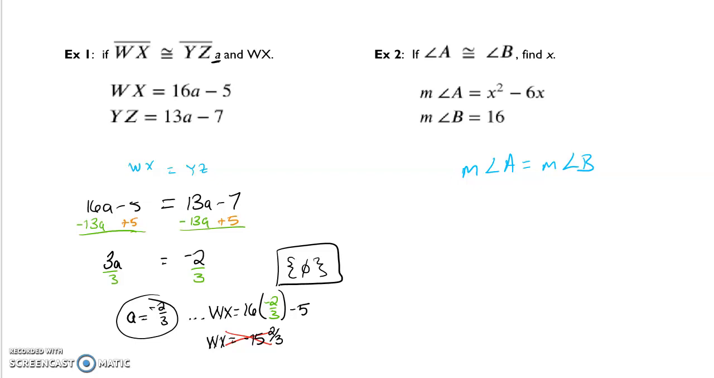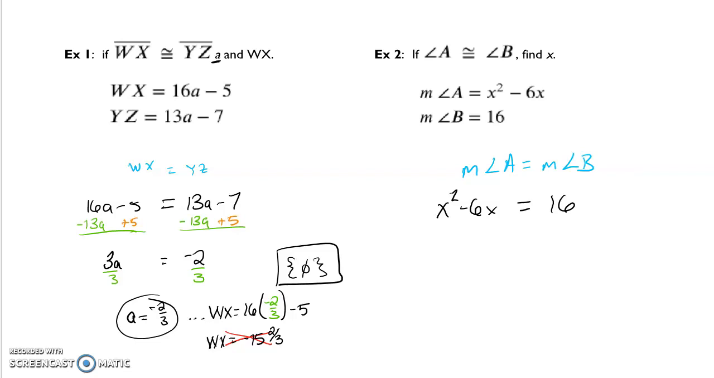And then in example 2, again, I have angle A is congruent to angle B. If I want to find x, I have to take the logic step that the measure of angle A is equal to the measure of angle B, and now I can state that x squared minus 6x is equal to 16. Oh no, I have to solve a quadratic! Yeah, you're going to solve a lot of quadratics, and we'll talk a little bit more about that in class, but you're going to solve a lot of different types of algebra problems that you're going to have to make sure you know how to do.